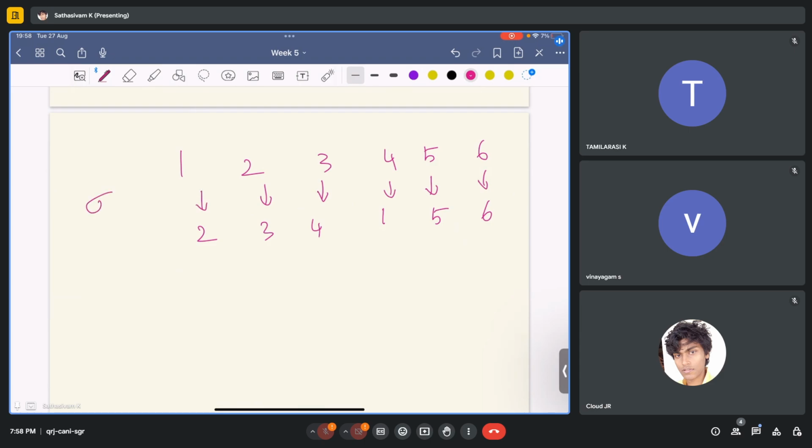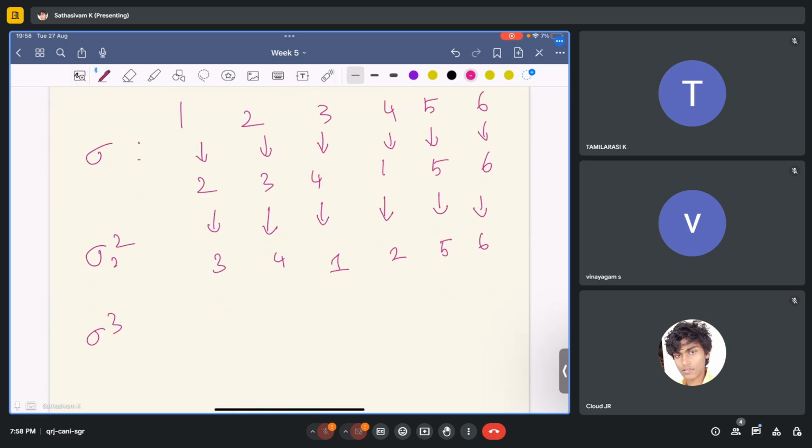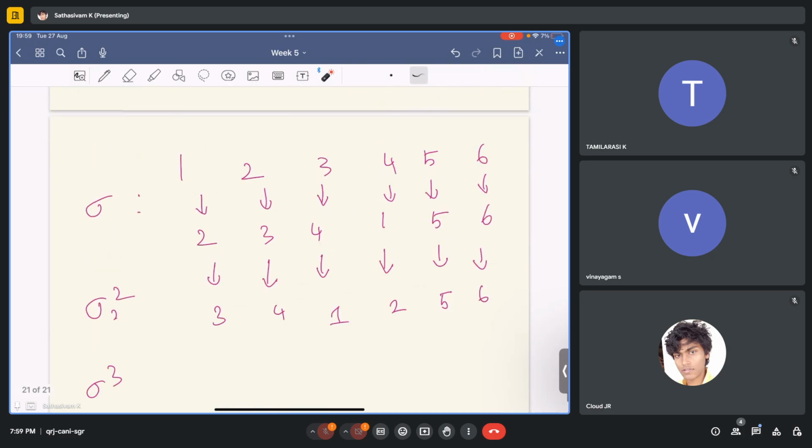Suppose this is my sigma, and I ask you to find its order. The easy way is to apply sigma multiple times. You have sigma here, then compute sigma squared. Where 2 maps to 3, 3 maps to 4, 4 maps to 1, and 1 maps to 2, 5 maps to 5, 6 maps to 6. You keep computing until you finally see the identity. That is one way to do it, but it is computationally hard.